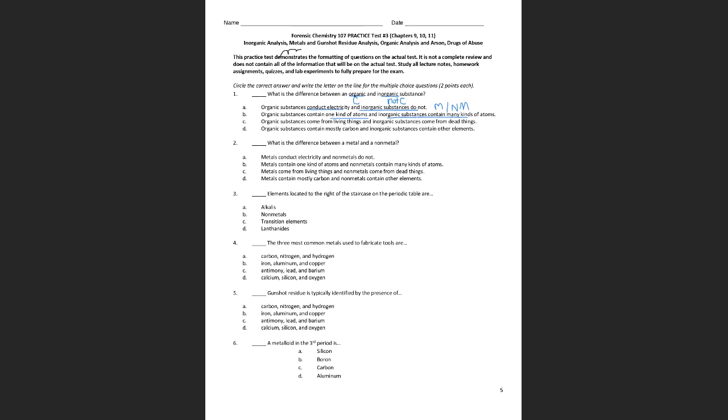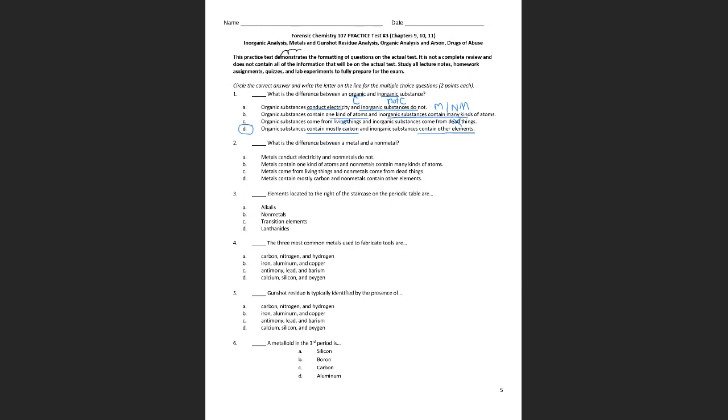Living things and dead things, nope. That's the old definition. People thought that all organic compounds came from living things, but that's not true. Mostly carbon, other elements, that is the correct definition. And just chime in if you have a question.